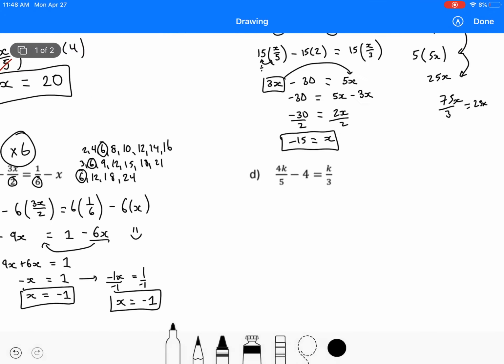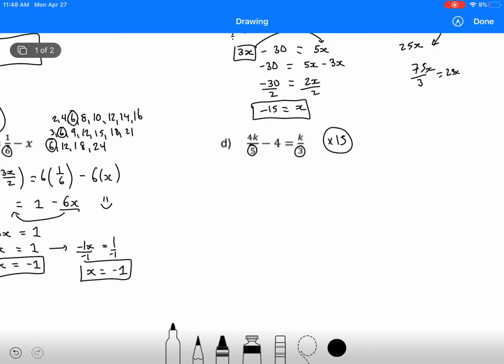Now, we've already done that. We had 5 and 3 as our denominators in the above question. So we already know we just multiply by 15. Again, if you multiplied by 30, it would work. It just would make the numbers twice as big, which we don't want. So let's give this a try.